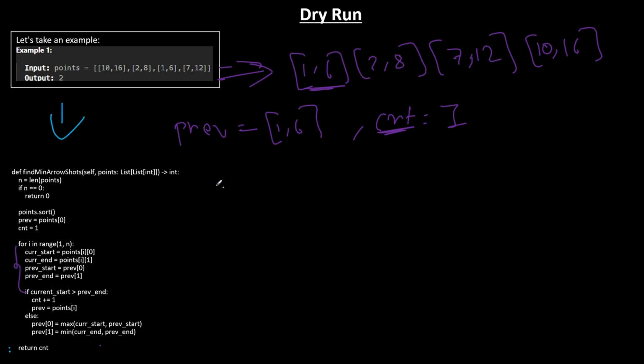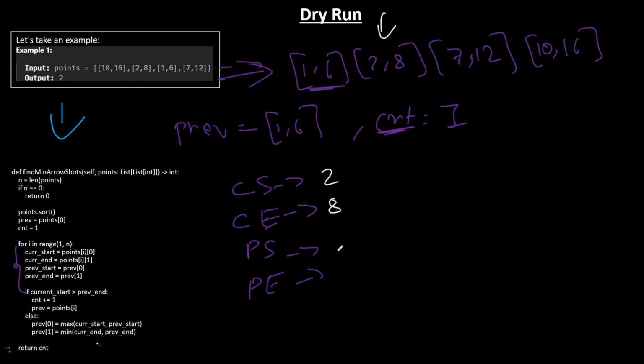Now we will come to the for loop, and instead of writing current start, I will just write CS, CE, PS for the previous start and PE for the previous end. Fine. Now, we are standing here, right? Loop starts from 1. So current start is what? 2, and end is this. Previous is what? 1 and 6.